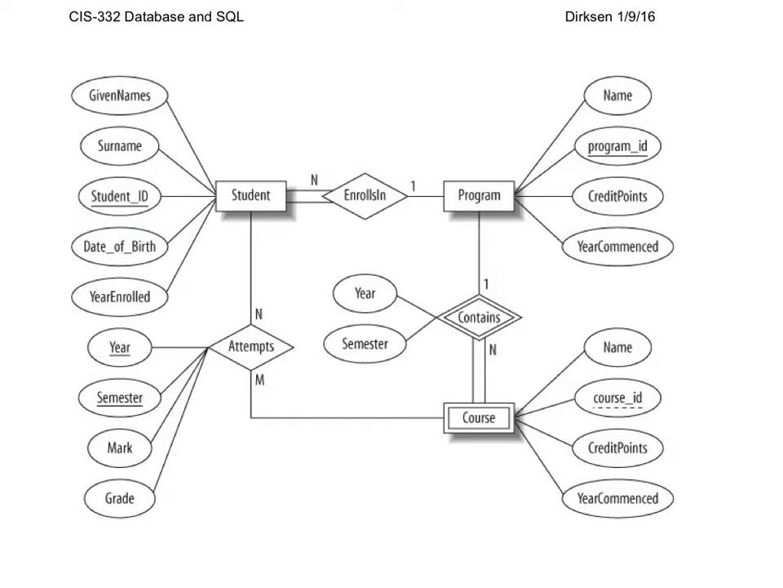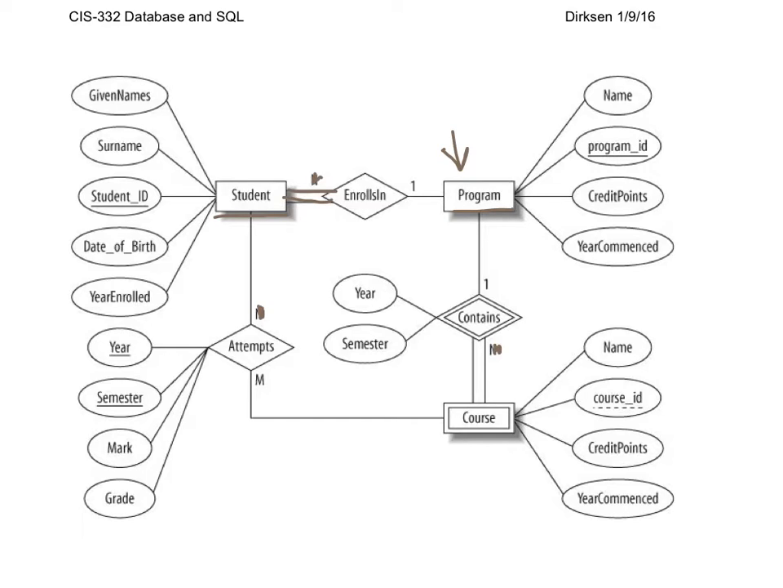Let's move on. Here's another example. Here we have a student. So you could ask the question, does a student have to be in a program? Yeah. If a student is in this scenario, here's a student. The two lines are saying a student must enroll in a program. They have to be in some program. But does a program have to have a student? No. There might be a program with no students in it.